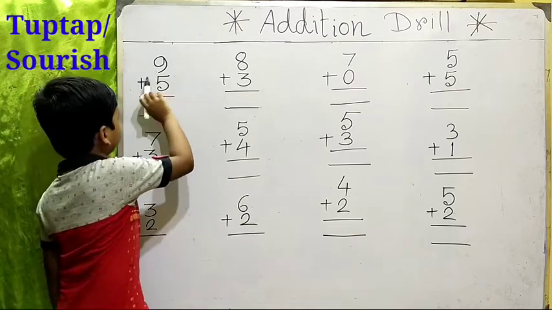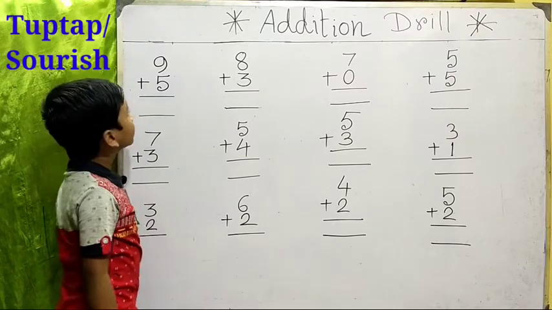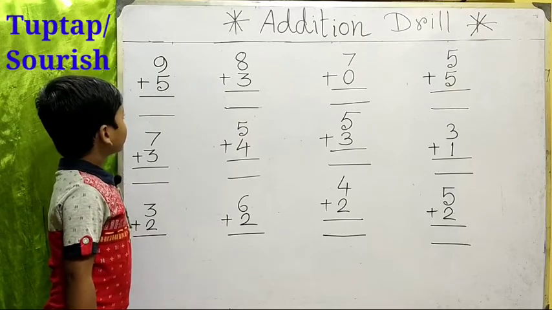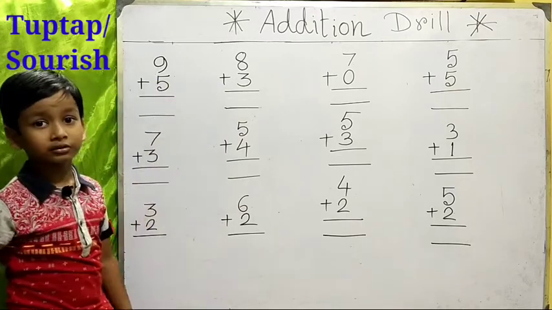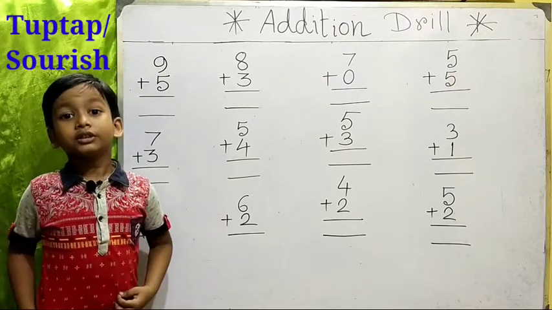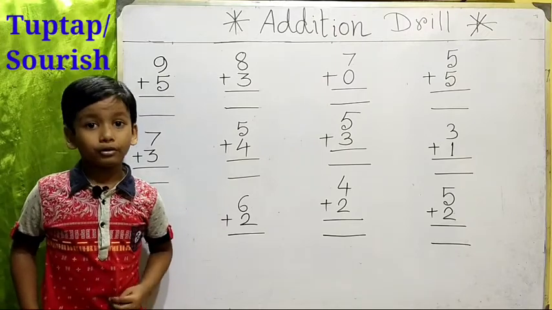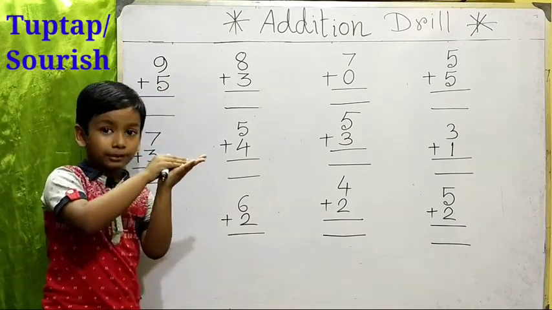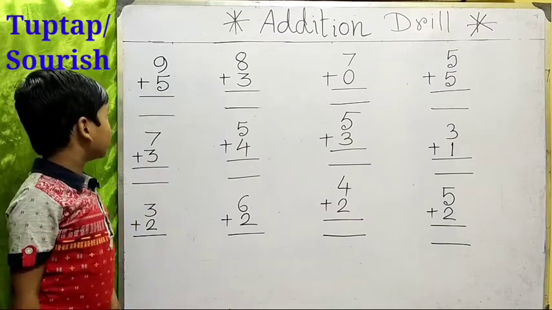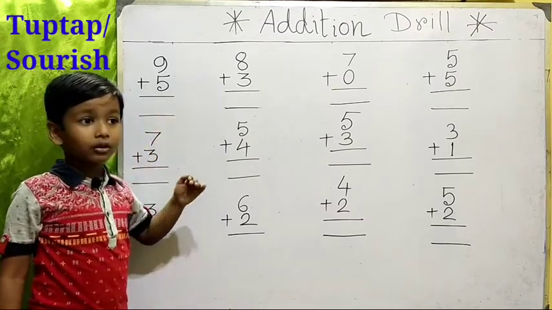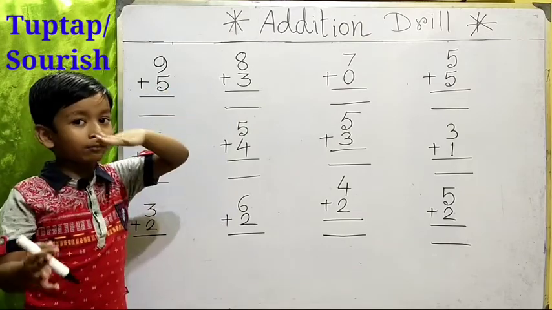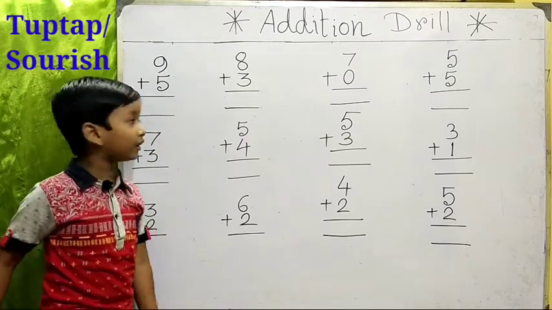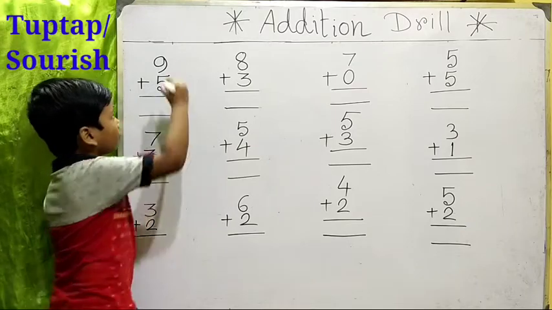First example, 9 + 5. Think you see 9 butterflies sitting in a flower. Suddenly, 5 more butterflies come and sit. How many butterflies in total? Let's see. So, let's draw 9 lines here.